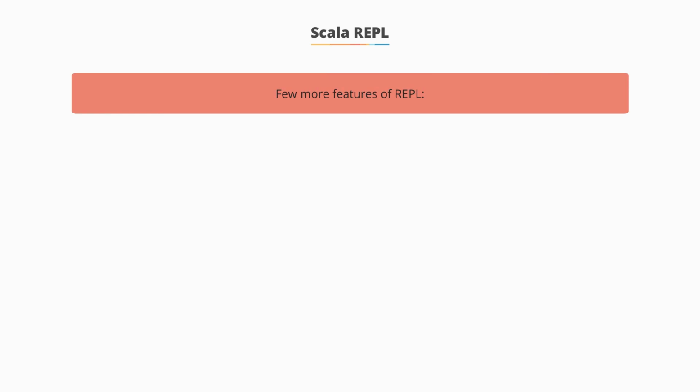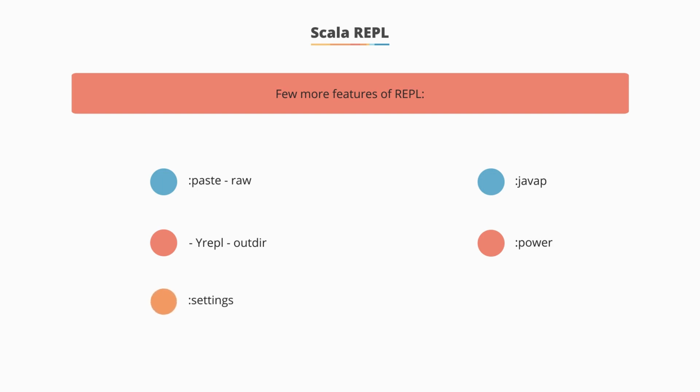A few more features of REPL. :paste -raw is used to disable code wrapping to define a package. $javap is to inspect class artifacts. -Yrepl-outdir is used to inspect class artifacts with external tools. :power is used to enter power mode and import compiler components. :settings is used to modify compiler settings. Some settings require :replay. And :replay is used to replay the session with the modified settings.